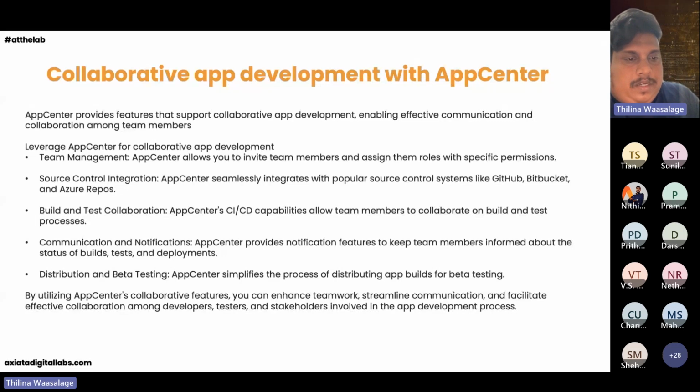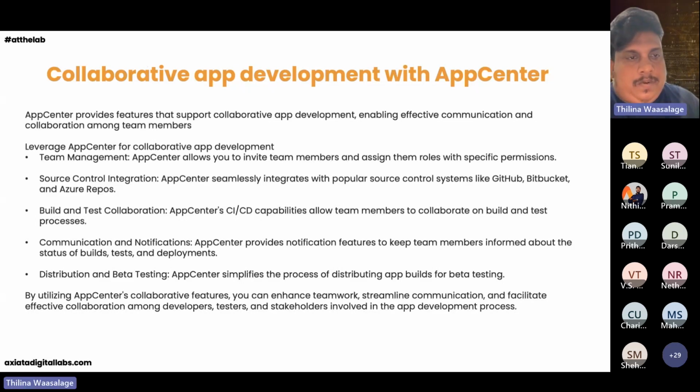Then when it comes to communication and notification, once a build is released with AppCenter, if you have selected a group, it will give you a notification on the build status. Normally the notification will come when the build is successful and released to that particular group. Otherwise, as a user, you can see whether the build failed or not. And for distribution and beta testing, you can distribute simply to beta testing or TestFlight easily without any manual interaction.